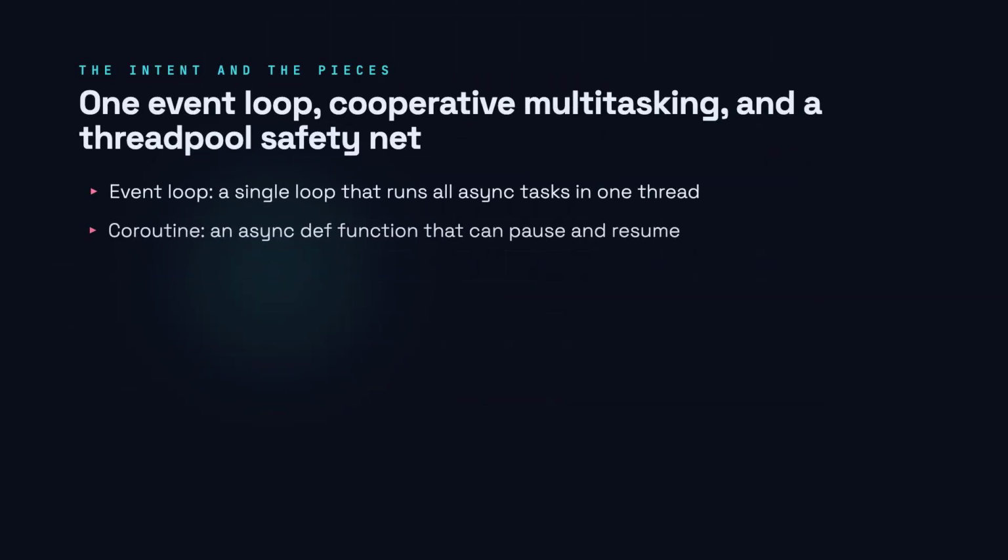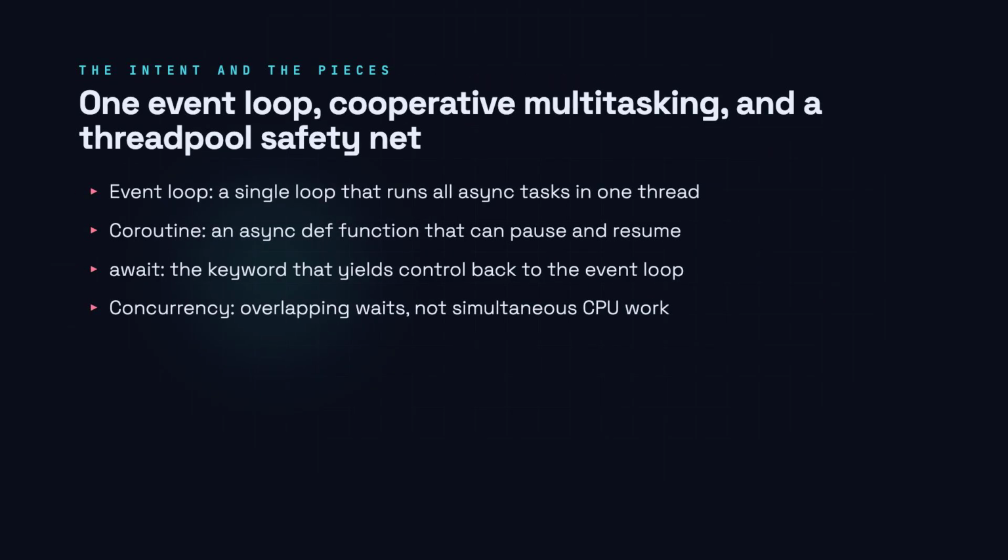FastAPI is built on top of Starlette and uses Python's async event loop. The event loop is a single loop running in a single thread that manages many coroutines at once. A coroutine is just an async def function, a function that knows how to pause itself. The await keyword is the pause point. It tells the event loop, I'm waiting on something slow, go do something else. When your function is a plain def instead of async def, FastAPI automatically offloads it to a threadpool, so it cannot accidentally block the loop.